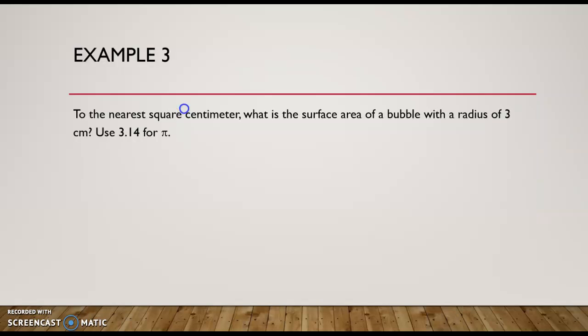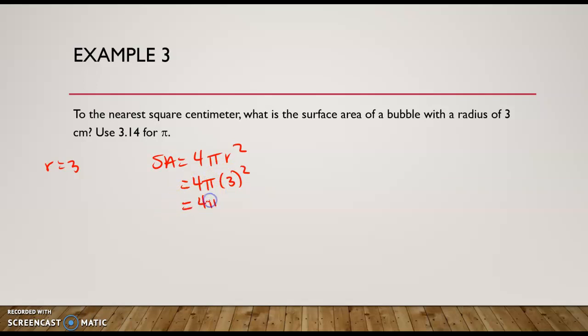All right, so example 3. To the nearest square centimeter, what is the surface area of a bubble with a radius of 3 centimeters? So r equals 3. I always just write, what do I know? I always start with my formula, so I remember what I'm plugging into, 4 pi r squared, and then I substitute 4 pi times 3 squared, and then I'm just going to work it through.